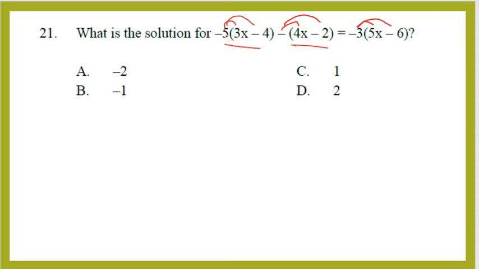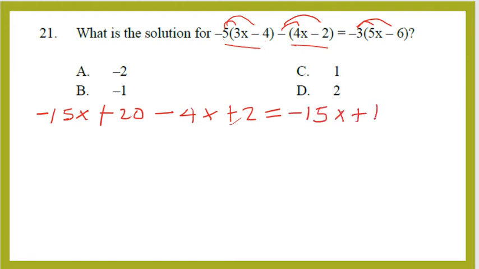When you do that, you need to take care about the negative. So -5 times 3x will be -15x. I'll write it down to use the space properly. -15x. And then again, -5 times -4 will be +20. Minus the negative distributed again, 4x plus 2, is equal to, on the other side, the negative will multiply each of them. It will be -15x plus 18, because -3 times 5 will be -15, and -3 times -6 will be positive.